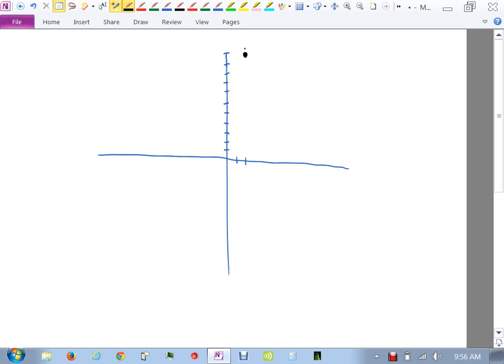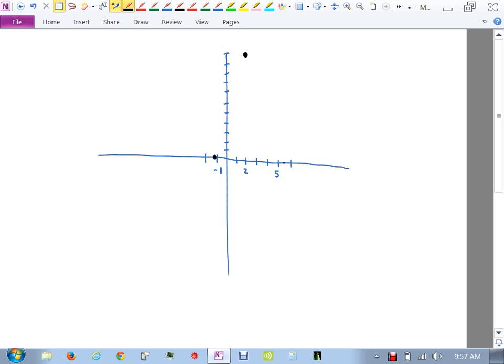All right, there's my vertex. And then X-intercepts were negative point what? 1.3, so a little bit past 1. Well, actually a lot of it. 1.3? Close enough. And then the other one was where? So 1, 2, 3, 4. Here's 5.